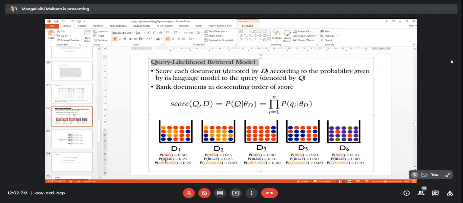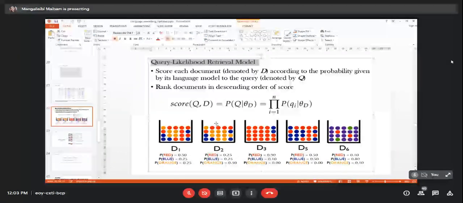For blue also, you consider only this document D1 because we are going to calculate for each document separately. So what does the query likelihood retrieval model say? Score each document, denoted by D, according to the probability given by each language model to the query, denoted by Q. So we will have a query and we are going to find the score for each document. We have 6 documents, and for each document we have to find the probability distribution.